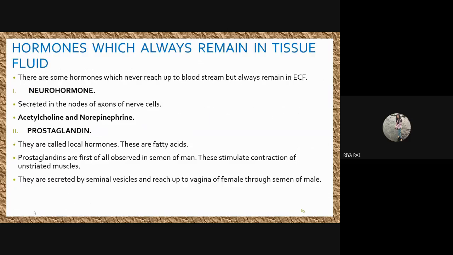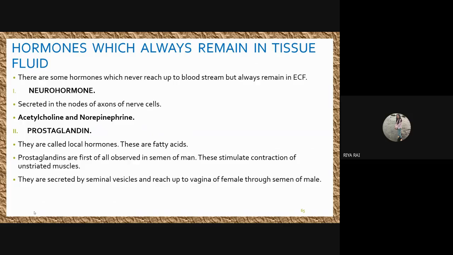Along with this, the placenta also secretes a hormone, which I have already discussed, that is human chorionic gonadotropin, HCG, which is produced by the fertilized egg after it gets implanted in the uterus and it helps in maintaining the corpus luteum during the early stages of pregnancy.